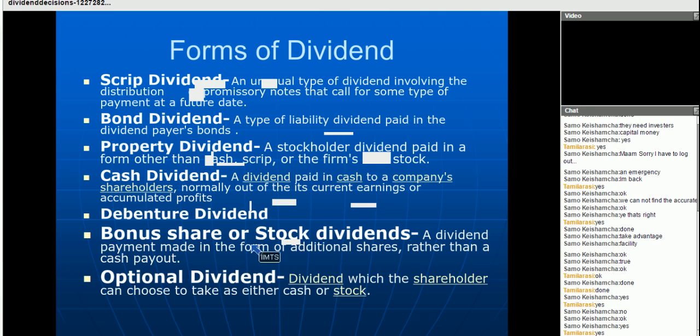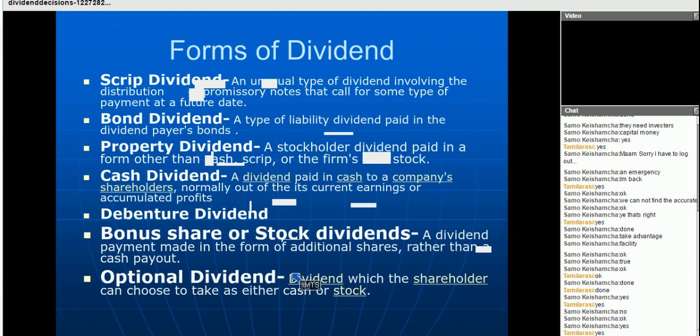Then bonus share. What is this? In this, a dividend payment is made in the form of additional shares rather than a cash payout. Like if a person has maybe 50 shares, then the company may have a policy that on every 10 shares, they are going to give one extra share to the shareholder. So if a person has 50 shares, he will get 5 extra shares in the form of dividends.